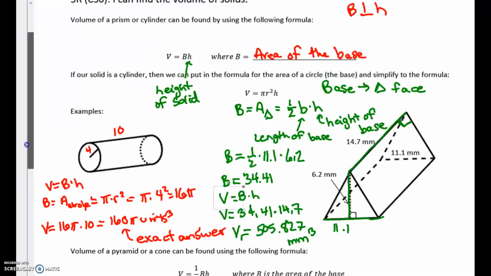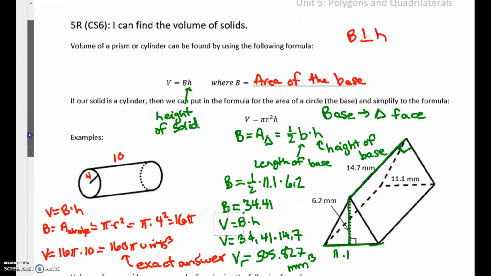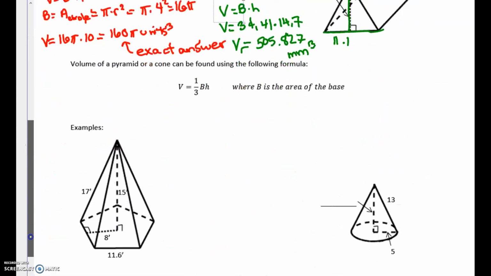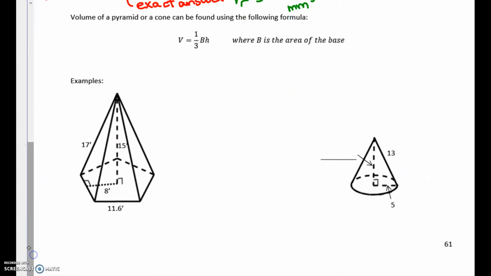So that's our volume formula for a prism or cylinder, basically anything that goes straight up and down, right? Whereas our volume formula for a cone or a pyramid, basically anything that comes up to a single vertex, is really, really similar. It's still base times height, but then we just multiply by that 1/3. Our base is still perpendicular to our height, and B stands for area of the base. All that hasn't changed. So let's look at some examples here.